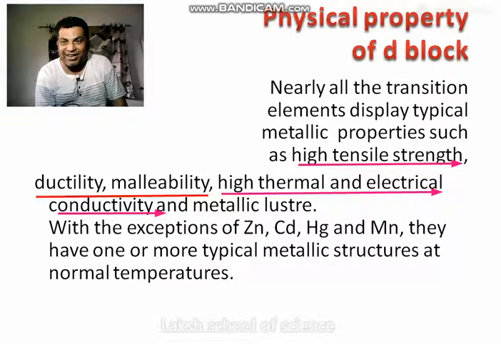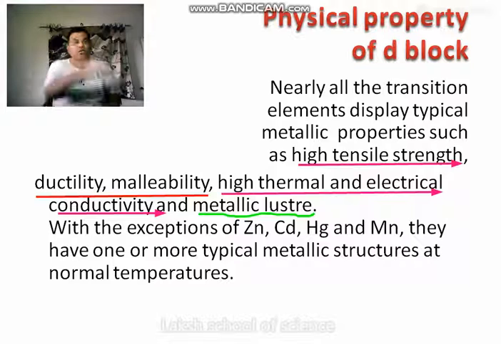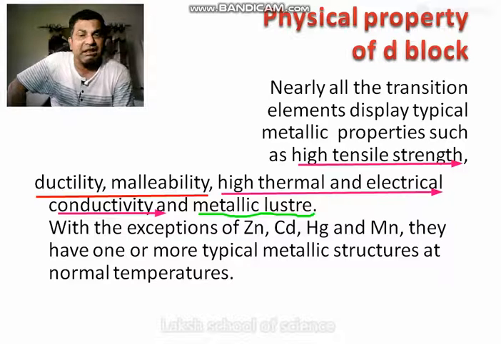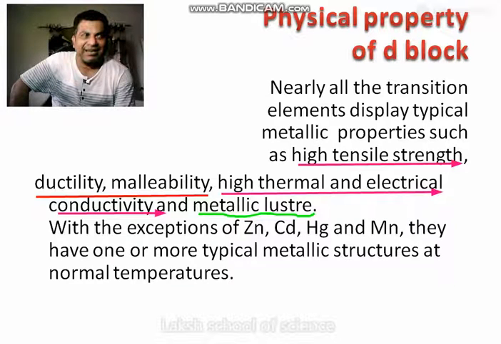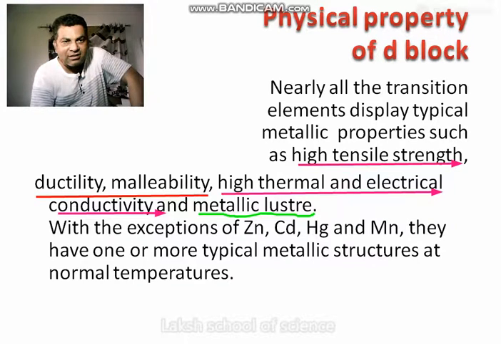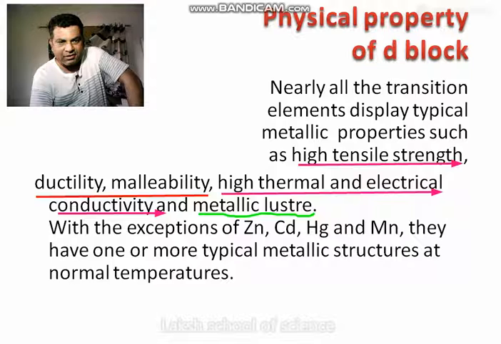Okay, and as well, metals possess metallic luster, and yes, it is given there also. So transition elements are metals having high tensile strength, ductile property, malleability, high thermal and electrical conductivity, as well as metallic luster. You know, metallic luster, whichever metals have a shining surface, that is luster. So that is known as metallic luster.